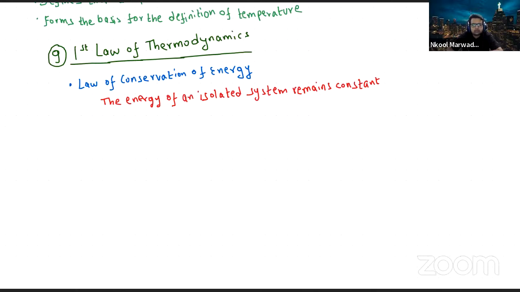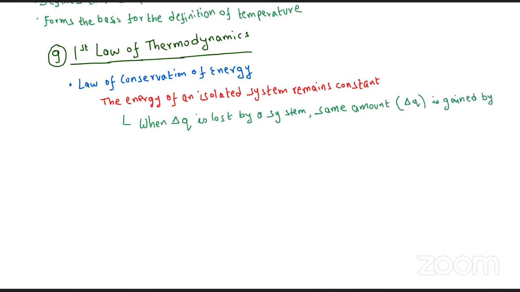So we can say it like this also. Okay. When delta Q, a small energy, is lost by a system, the same amount, that is delta Q, is gained by the other system, something like that.